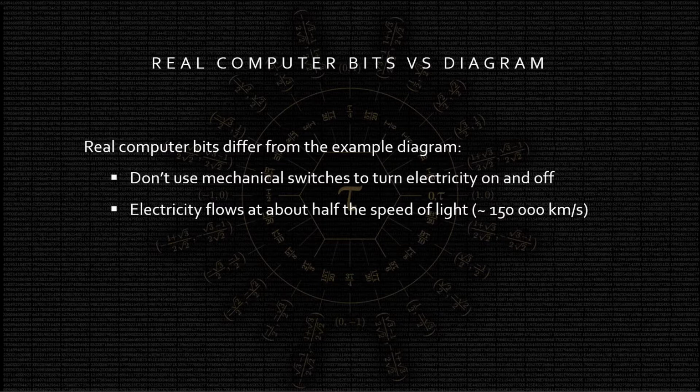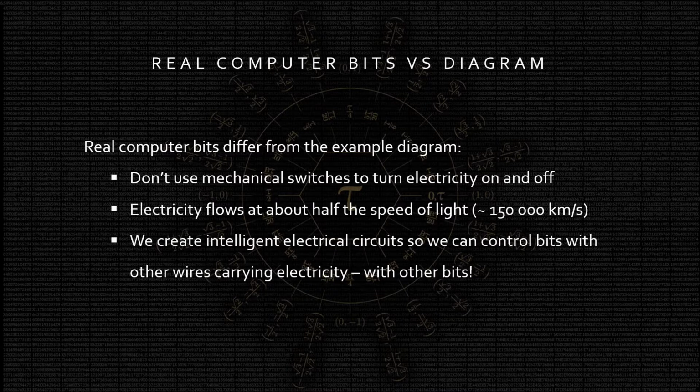So in computers, actually, we design bits as part of intelligently created electrical circuits so that we can turn bits on and off with other wires that carry electricity, or with other bits. What this means is that changing a computer bit state from on to off can happen much more quickly than anything that has to be moved physically. And I'm talking billions of orders of magnitude faster.